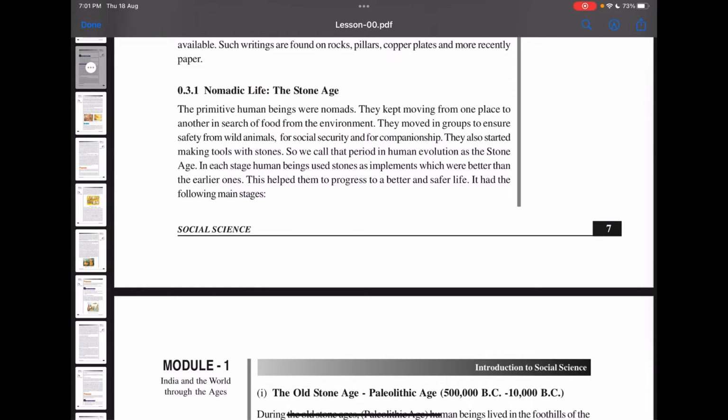Nomadic life, the Stone Age. The primitive human beings were nomads. They kept moving from one place to another in search of food from the environment. They moved in groups to ensure safety from wild animals, for social security and companionship. They also started making tools with stones. So we call that period in human evolution the Stone Age.